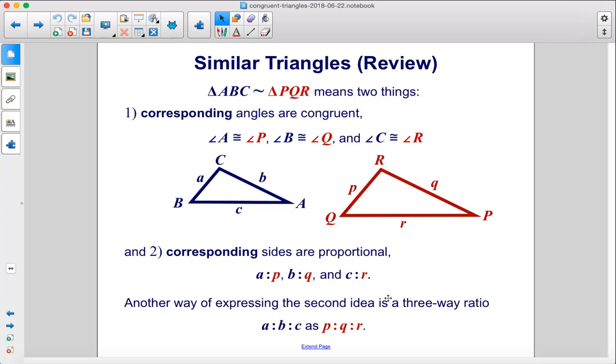Another way of expressing the second idea is a three-way ratio. A is to B is to C as P is to Q is to R.